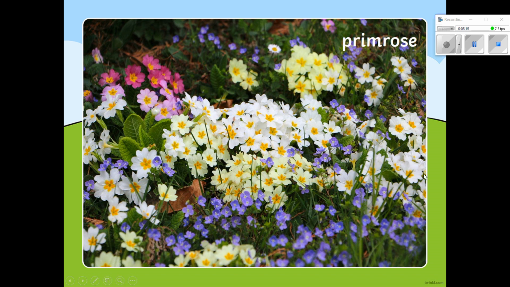How else could you describe these flowers? Fantastic, well done. When I looked at this picture, I noticed one other thing. I noticed that these primrose are smaller than these ones. So some are small and some are big.